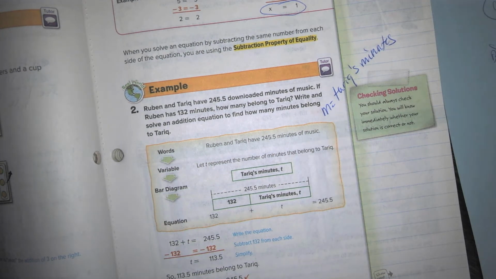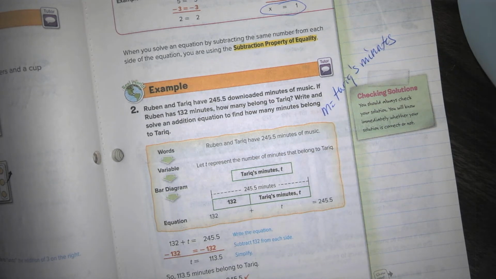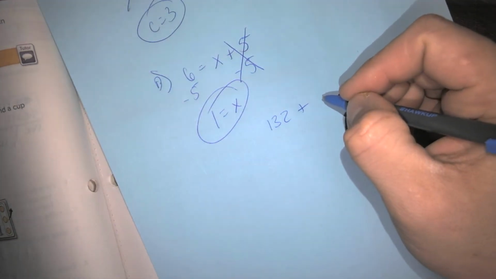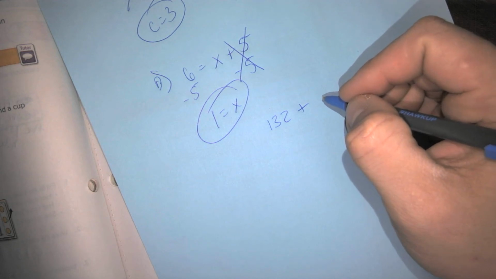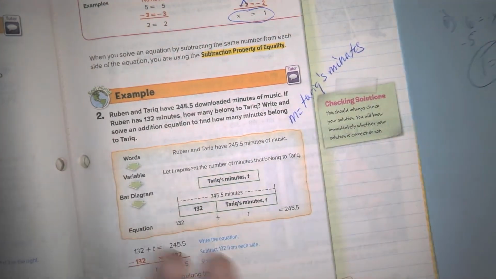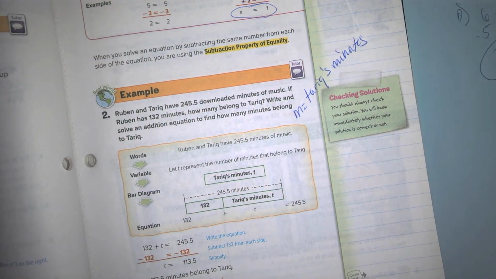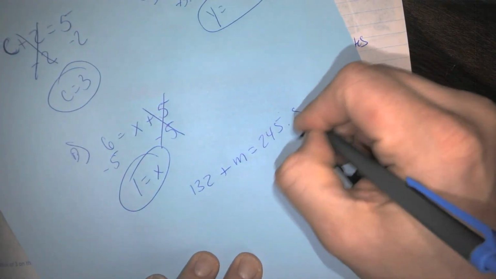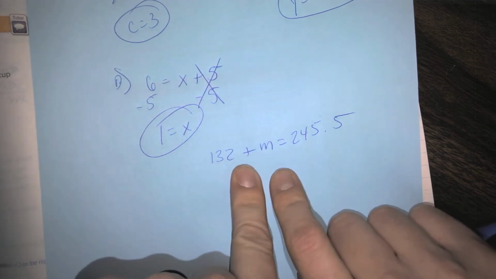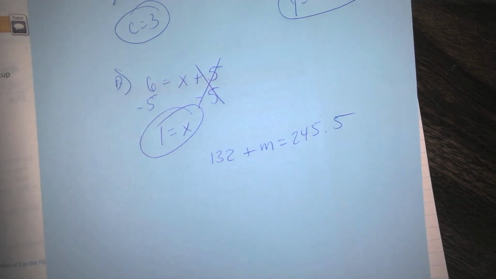So, now we have to write this. How many did Reuben have? 132. So, we do 132 plus how many? How many does Tariq own? M, because we don't know. How much do they have all together? Guys, you realize you have a book in front of you, right? So 245.5. So that's how you write it. Or you could flip-flop and put M plus 132. It means the same thing.